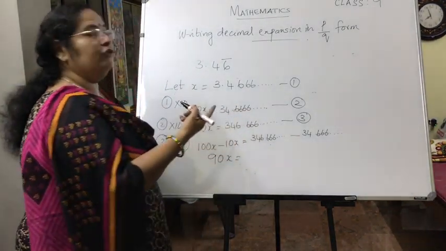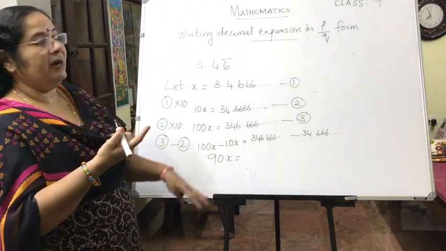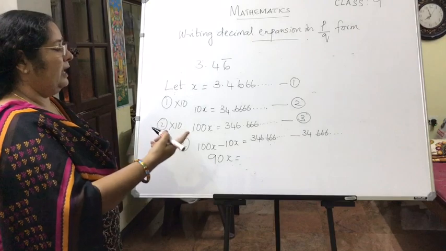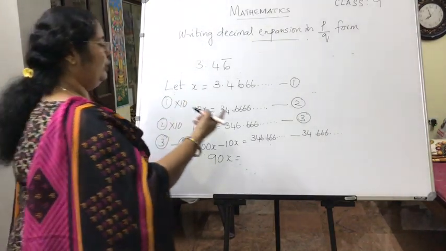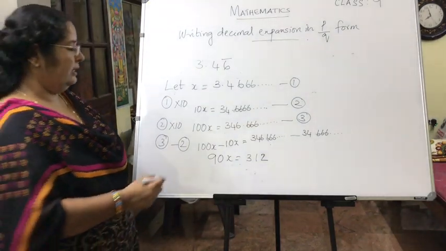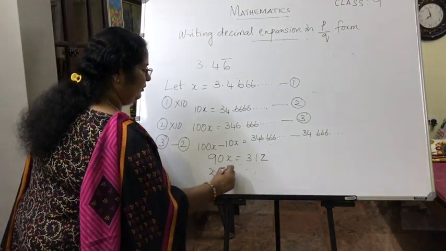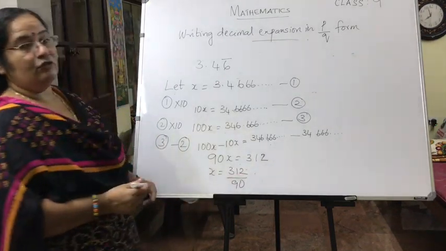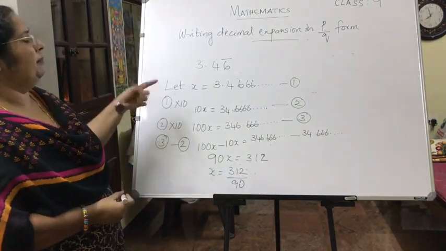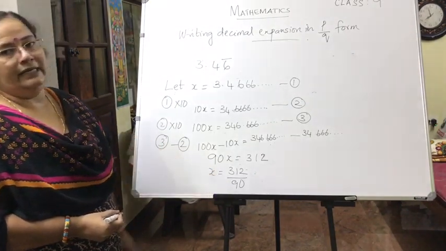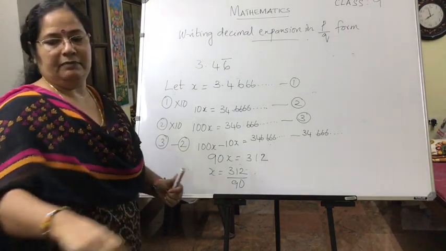346.6666 minus 34.6666. The decimal part becomes 0. What is left? 346 minus 34. So what do you get? 312. So x will be equal to 312 divided by 90. So what is the P by Q form of 3.46 bar? 312 by 90. One more example I will give you.